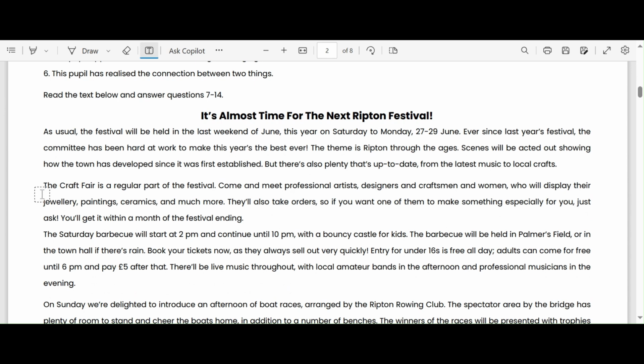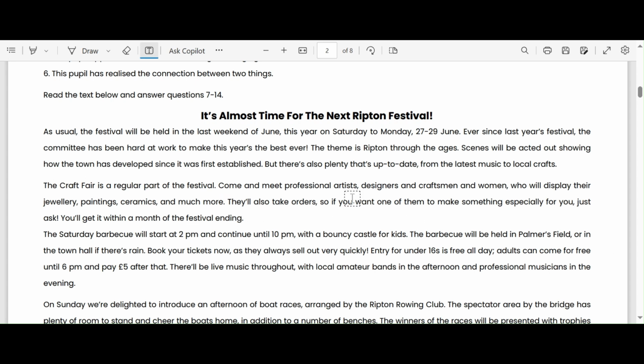Let's find the answer again. We're going to start from the next passage now. The craft fair is a regular part of the festival. Come and meet professional artists, designers, and craftsmen and women who will display their jewelry, paintings, ceramics, and much more. They will also take orders. So if you want one of them to make something specially for you, just ask. You will get it within a minute of the festival ending.